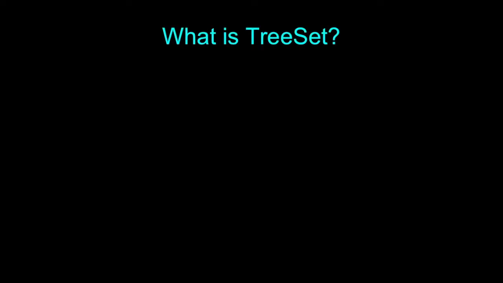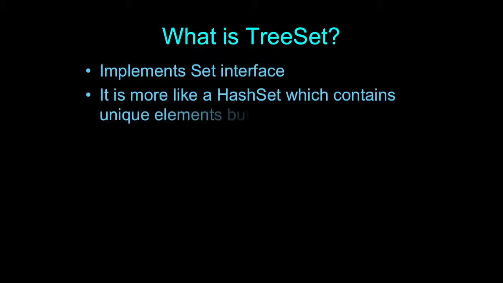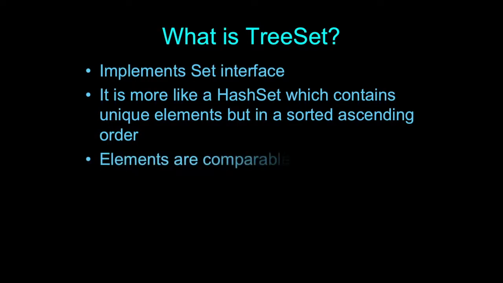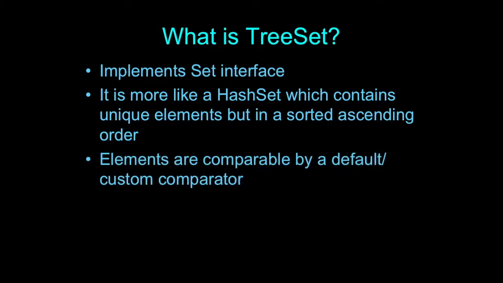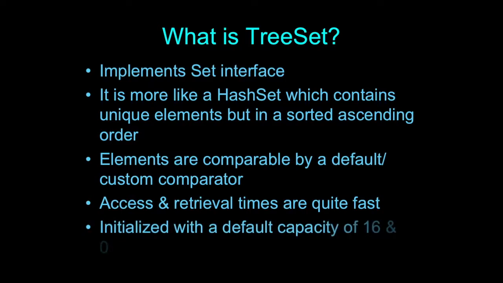So what is a TreeSet? It implements the Set interface. It is more like a HashSet, which contains unique elements, but in a sorted ascending order. Elements are comparable by default or by a custom comparator. Access and retrieval times are quite fast. Initialized with a default capacity of 16 and 0.75 load factor.